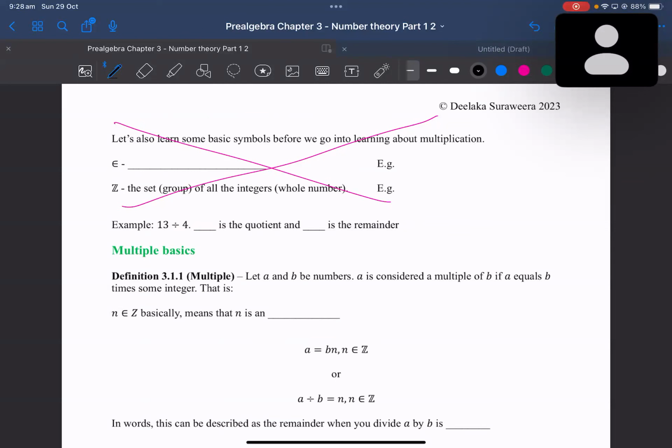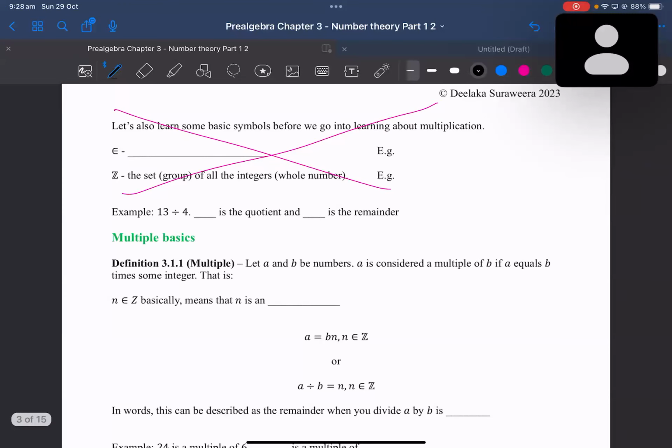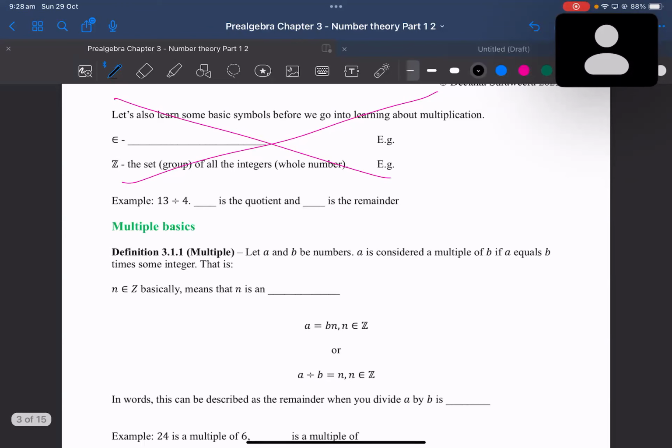Multiples are when A and B are numbers. A is considered a multiple of B if A equals B times another whole number. A whole number is really important. It can't be a decimal or fraction. So A equals B times something, and the something has to be a whole number. And then it's a multiple.